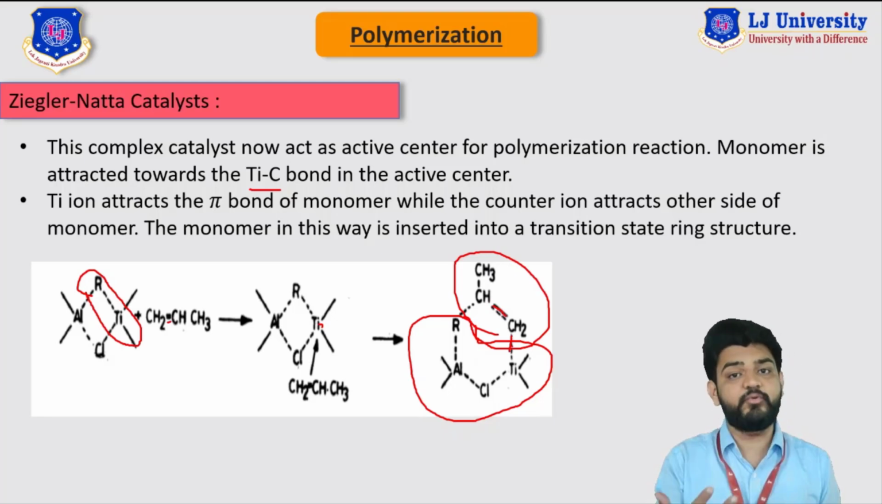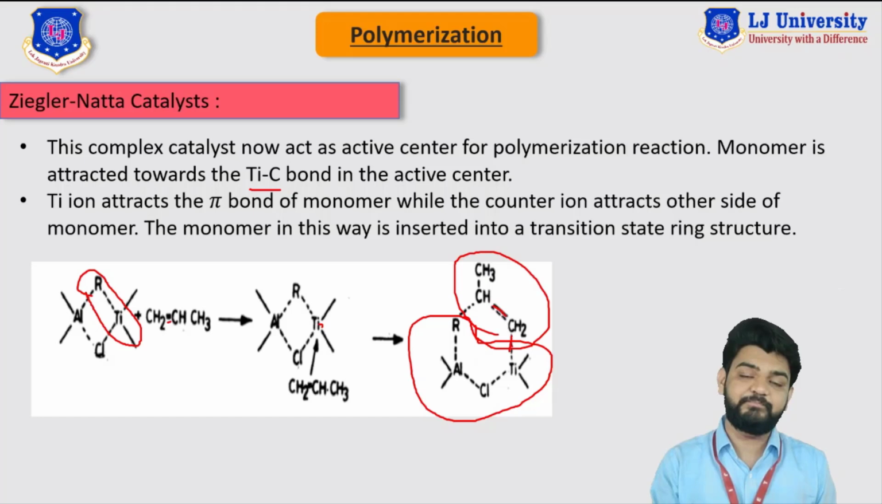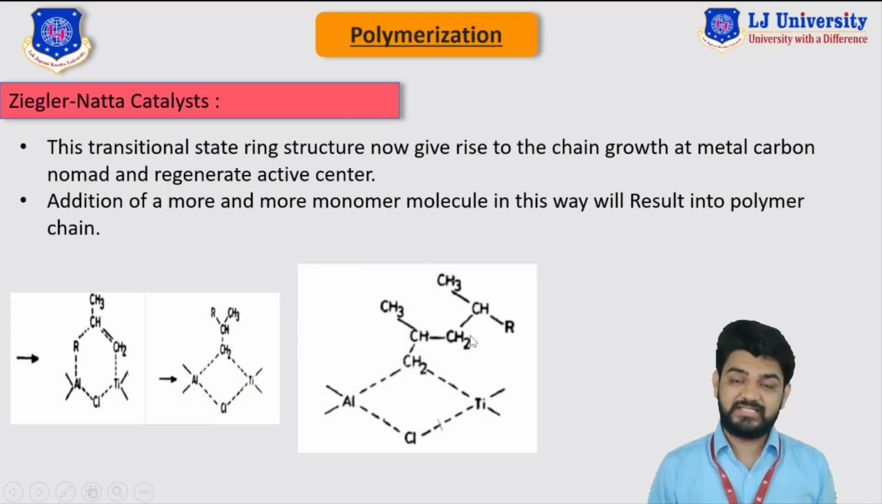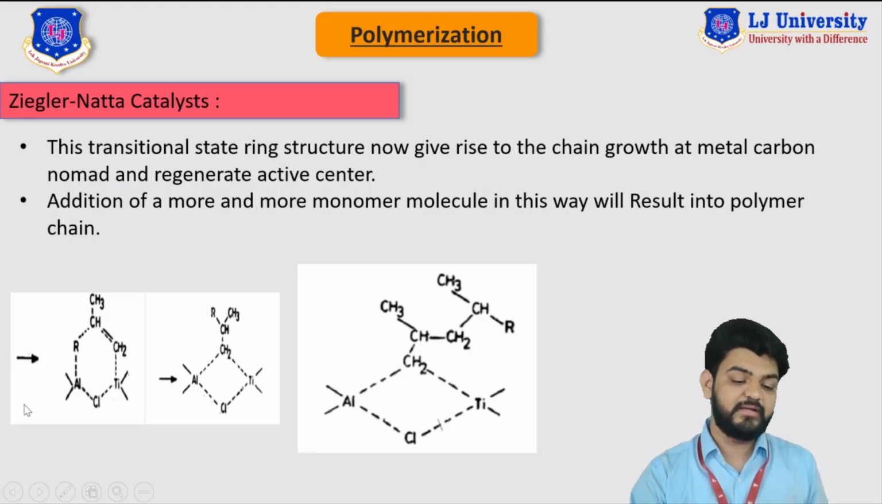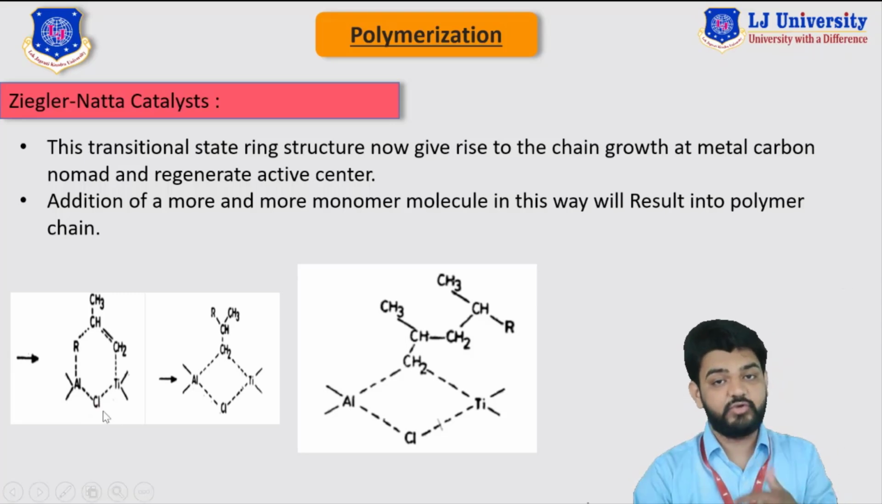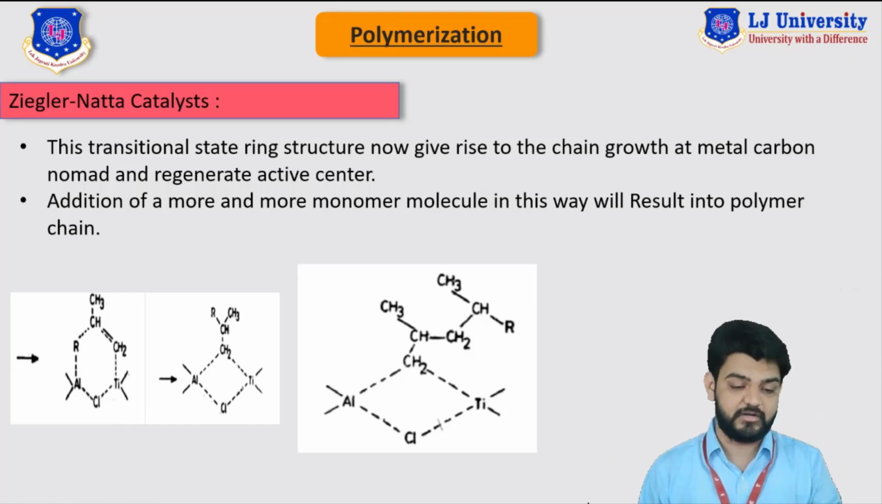How can we propagate it? How can we continue to produce this long chain of the polymer? Now let's see how this can happen. You can see in this image that this is the same compound that we have already produced in the previous slide. Now we are going to propagate it. So we are going to manufacture the long chain of the polymer using this initiator.